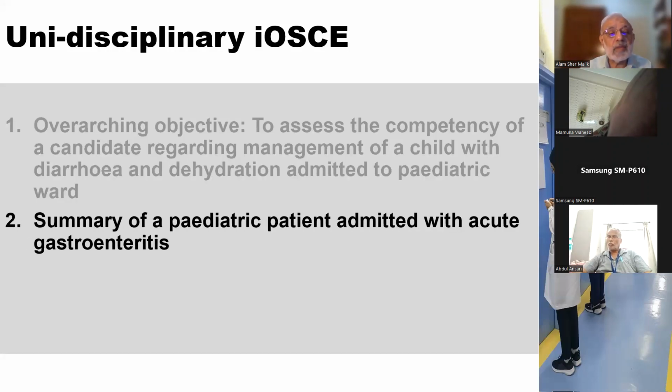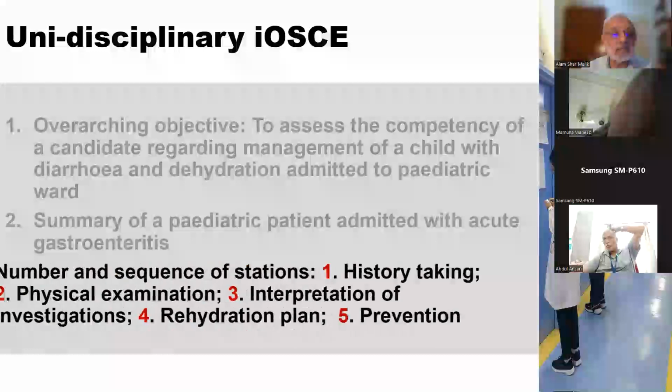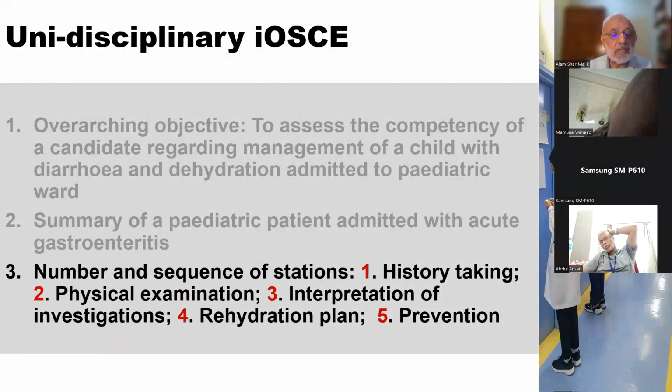Number 2, we need to prepare a summary of a pediatric patient admitted with acute gastroenteritis. Number 3, we have to have the number and sequence of stations. So in this case, we will have the first station on history taking, the second on physical examination, the third on interpretation of investigations, the fourth on rehydration plan, and the fifth on prevention of such episodes.